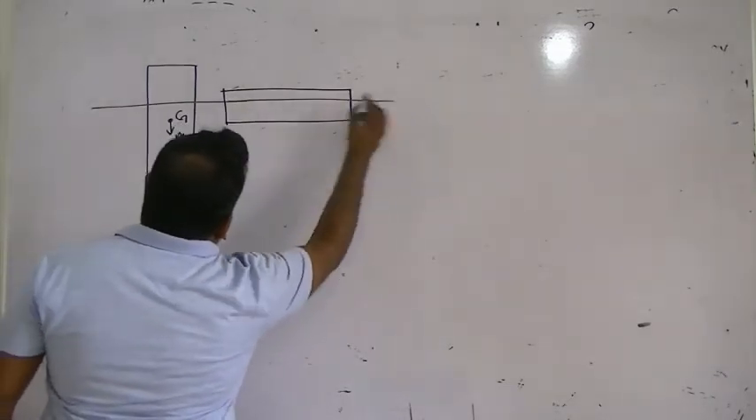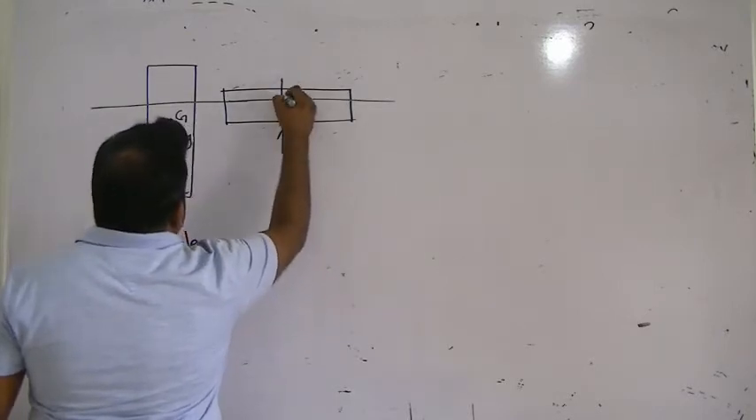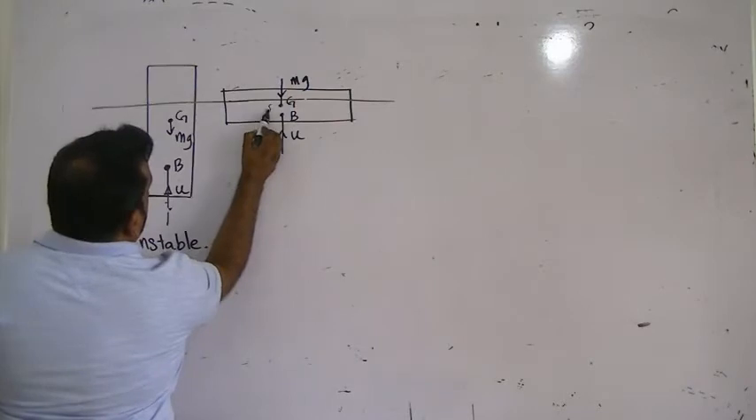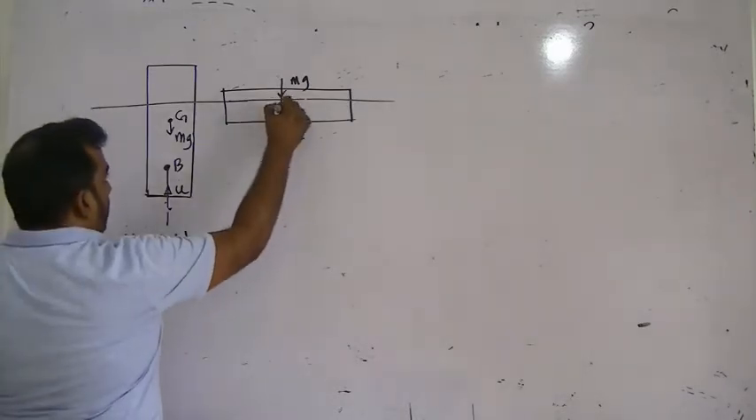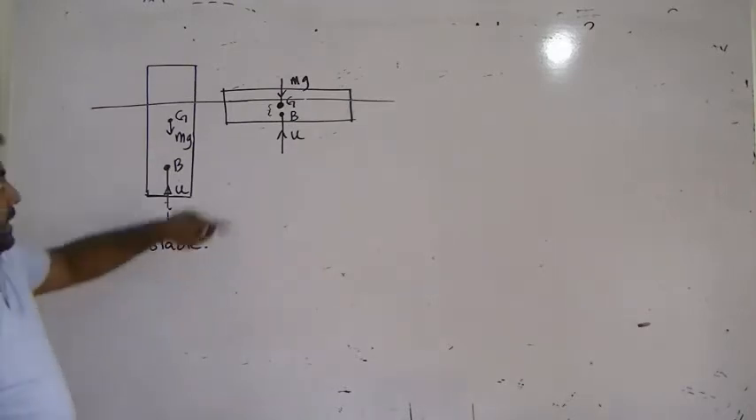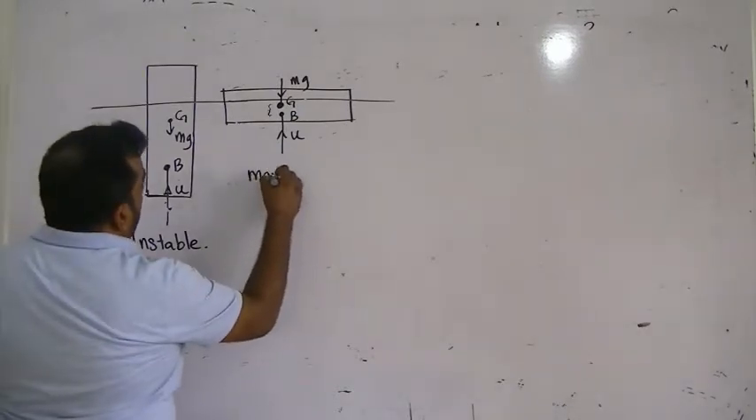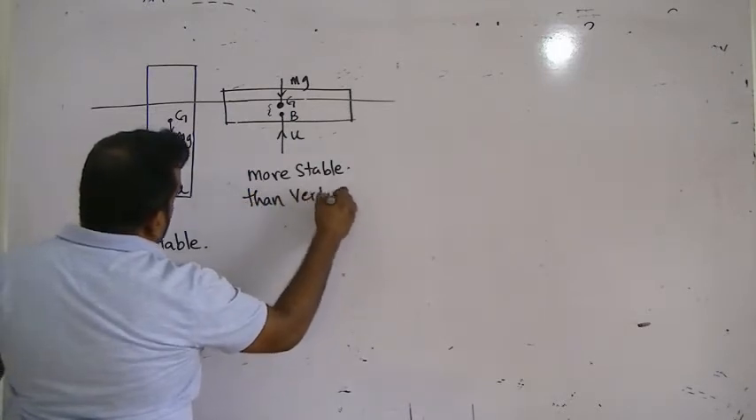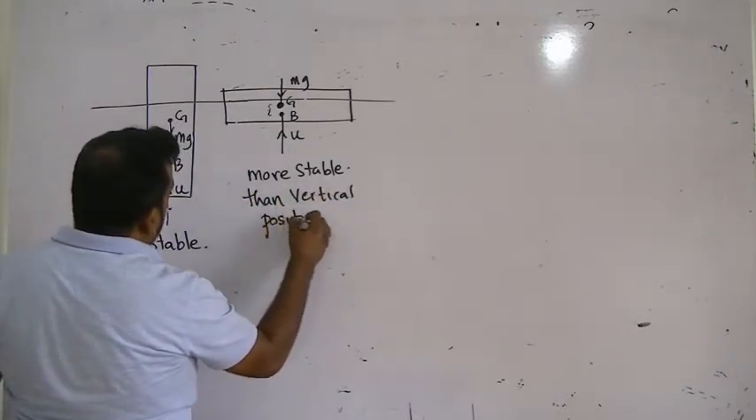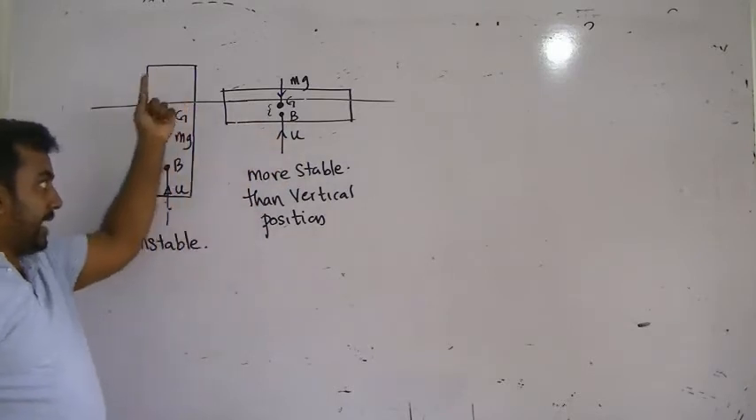When it falls horizontally, don't think the location changes. Upthrust here, weight is there. Now the distance between the center of gravity and the center of buoyancy reduces. If the distance reduces, it is more stable than the vertical position. That is why it's much easier to float horizontally than vertically.